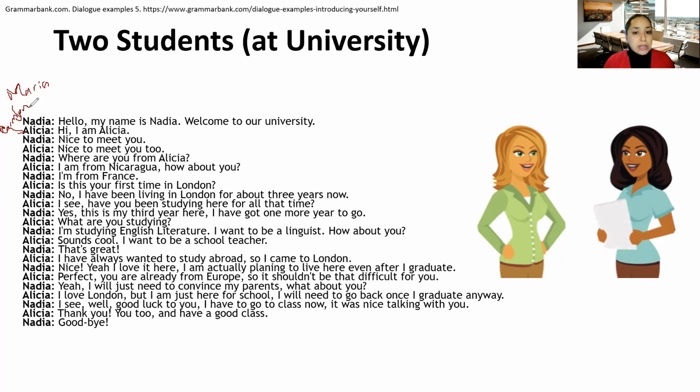I want to be a linguist. How about you? Sounds cool. I want to be a school teacher. That's great. I have always wanted to study abroad, so I came to London. Nice. Yeah, I love it here. I'm actually planning to live here even after I graduate. Perfect. You're already from Europe, so it shouldn't be that difficult for you. Yeah, I would just need to convince my parents. What about you? I love London, but I'm just here for school. I'll need to go back once I graduate anyway. I see. Well, good luck to you. I have to go to class now. It was nice talking with you. Thank you. You too. And have a good class. Goodbye.